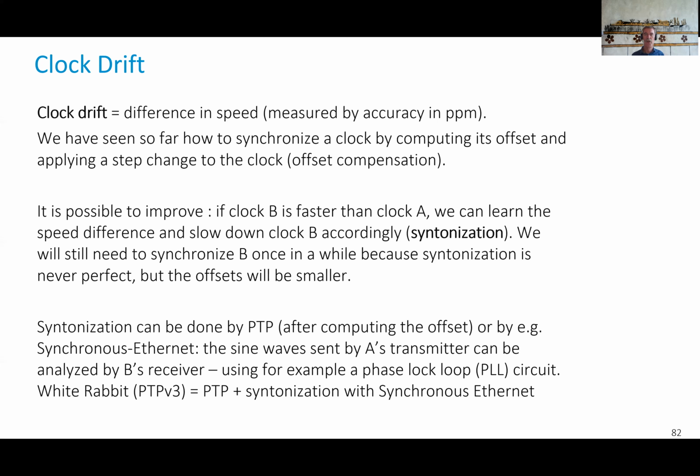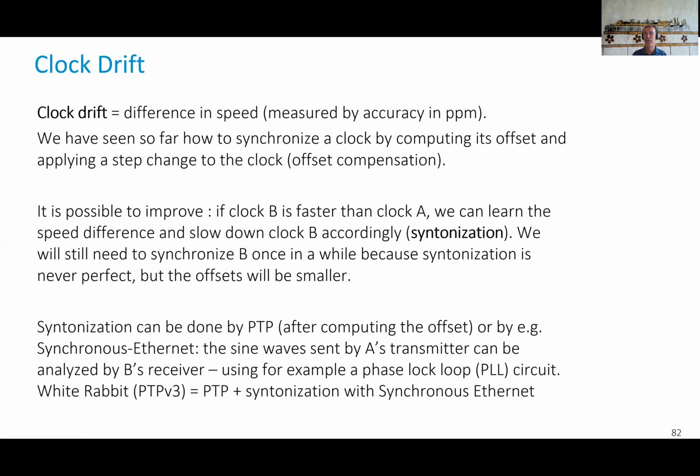Imagine, for example, that whenever B receives a message from A, it's always off by 1 microsecond. And A sends this message every second. Then B learns that its clock is a bit slower. It loses 1 microsecond per second, so it loses 10 to the minus 6.